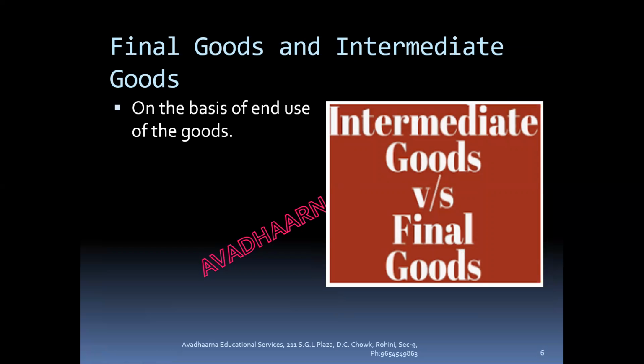Now the first concept of national income accounting is the distinction between final good and intermediate good. And we are going to decide whether a good is a final good or an intermediate good on the basis of the end use of the good. कि इसका end use क्या है, इस गुड को कौन कंज्यूम कर रहा है, किस पर्पस के लिए कंज्यूम कर रहा है, that is going to be the determining factor to decide whether the good is a final good or an intermediate good.